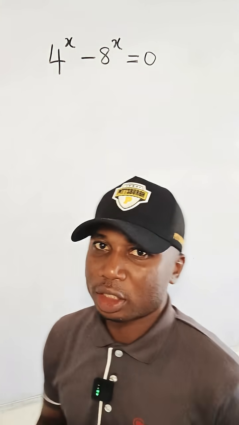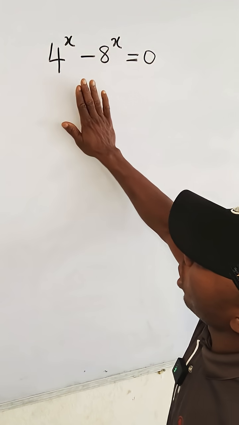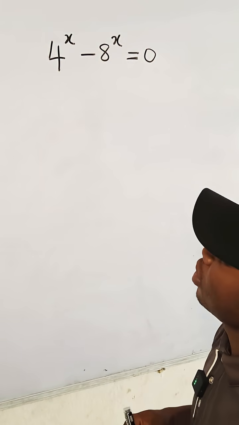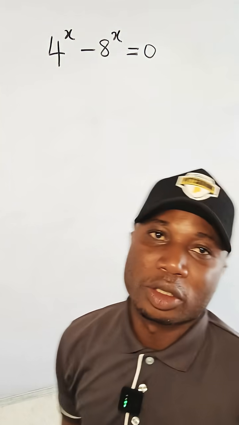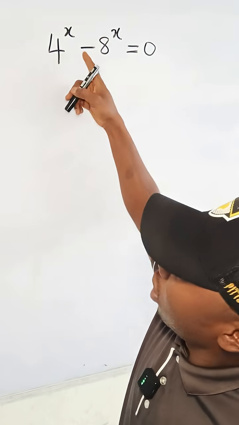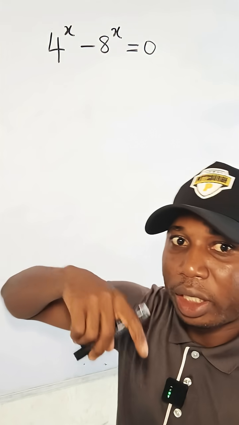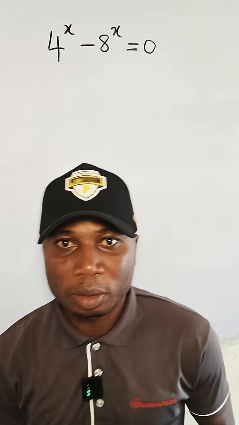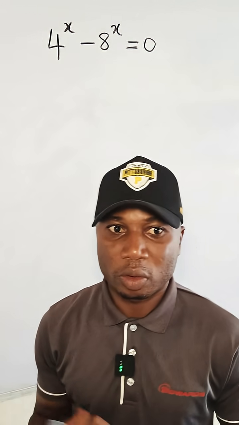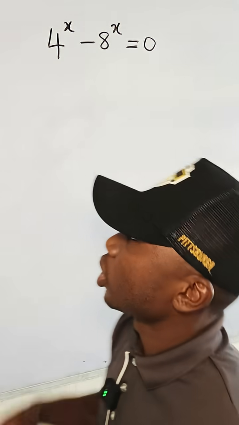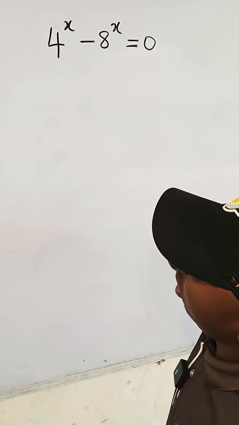Okay, let's look at this problem. We are given 4 raised to the power of x minus 8 raised to the power of x is equal to 0. And I think by virtue of the question, we are asked to find the value of x because it's only x that is unknown there. So anytime a variable is involved in the problem, you don't even need anybody to tell you that that is what you have to calculate for, or that is what you're looking for. So let's see how we can get this.